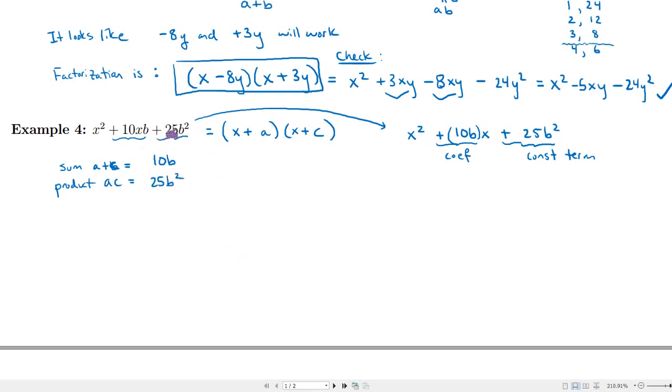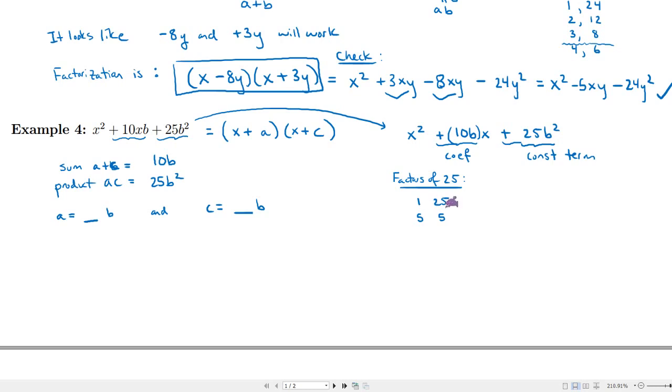All right, so we do have this extra variable floating around, but if you think about this, if a times c is going to be 25b squared, then each of them is going to have a b in it, right? So we know a equals something b, and c equals something b is going to work, because when I multiply these two together, that's how I'm going to get this b squared. So now we have to fill in these blanks. So the coefficient of the b squared is 25, and luckily the factors of 25 aren't very many, okay? You can either do 1 times 25, or we can do 5 times 5, which is 25, right? The factorization of 25 is 5 squared.